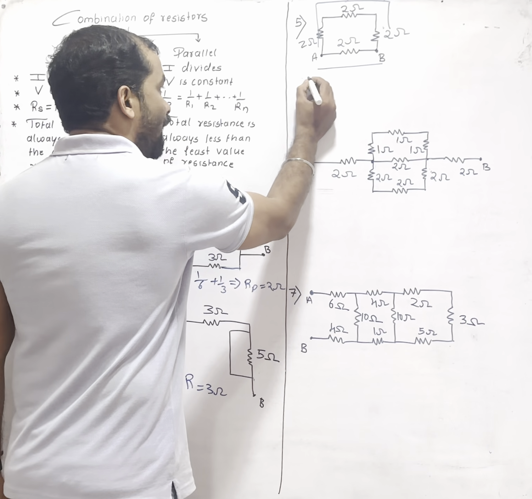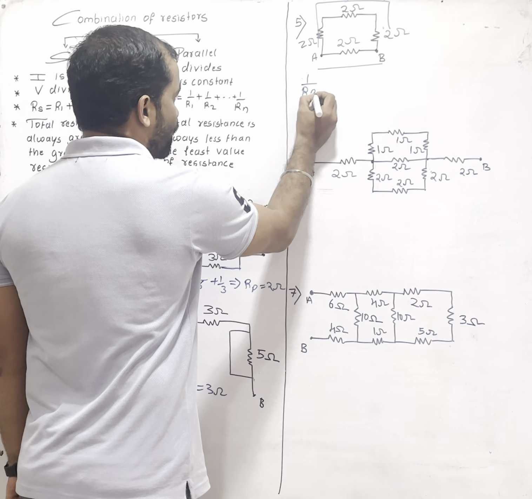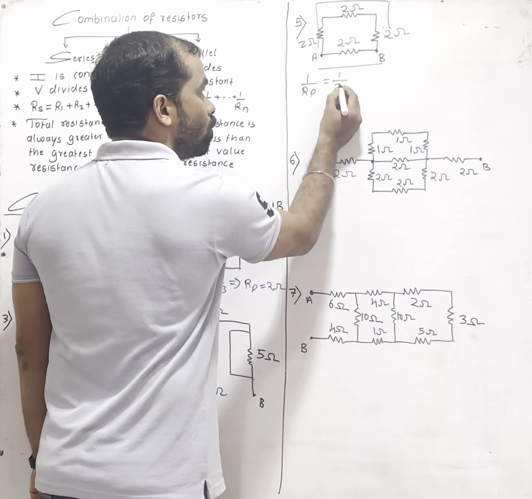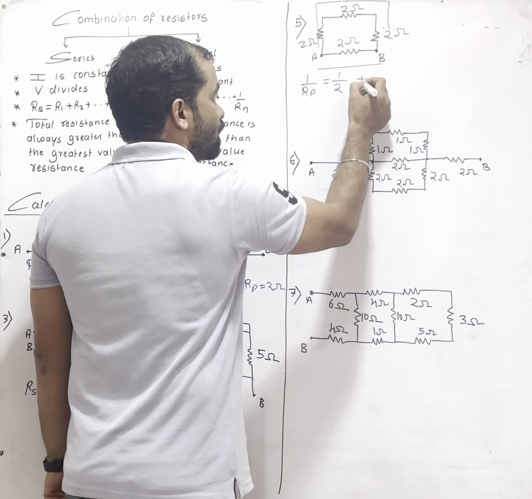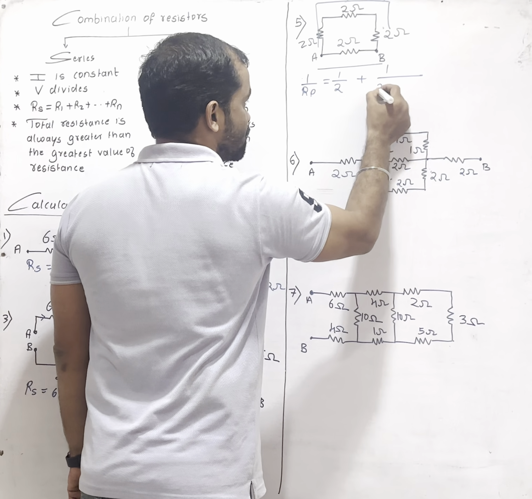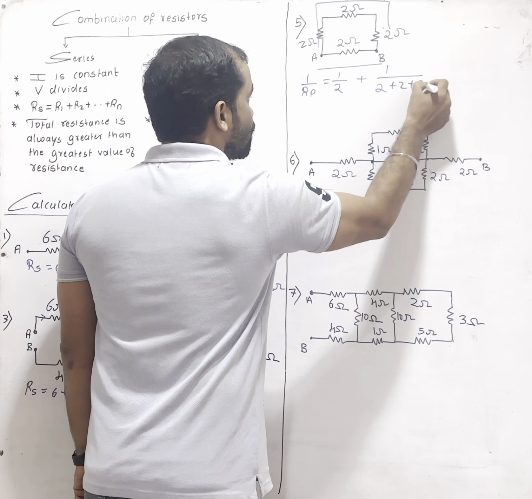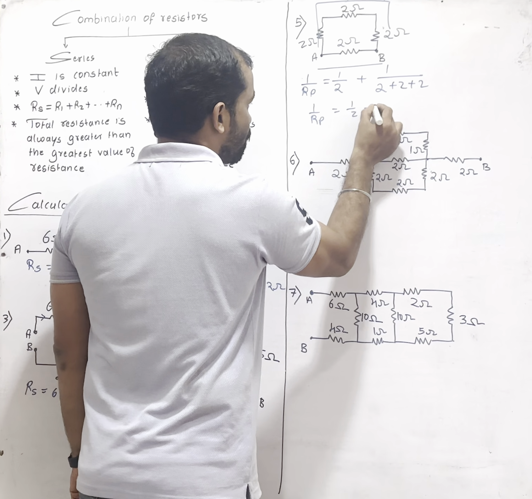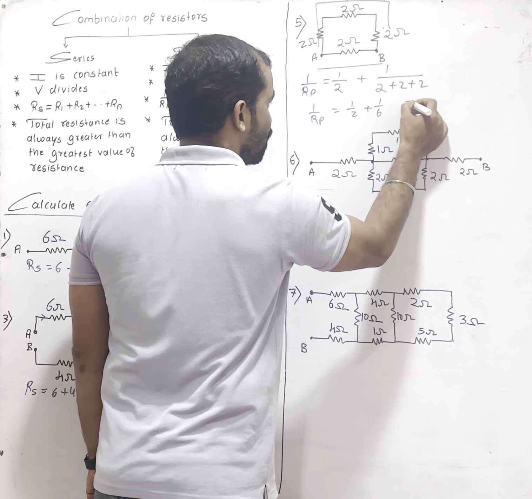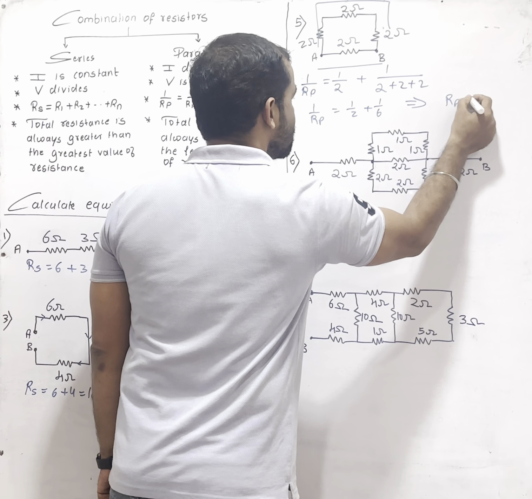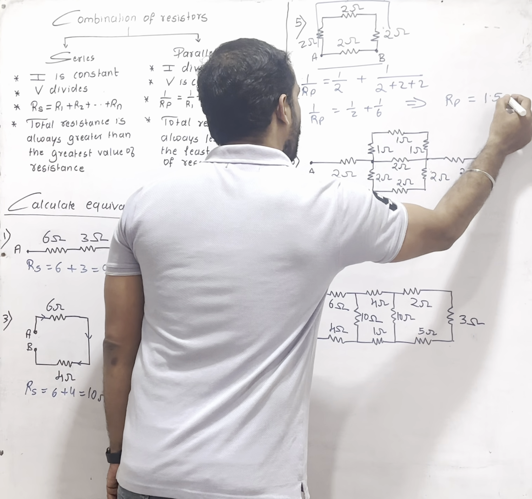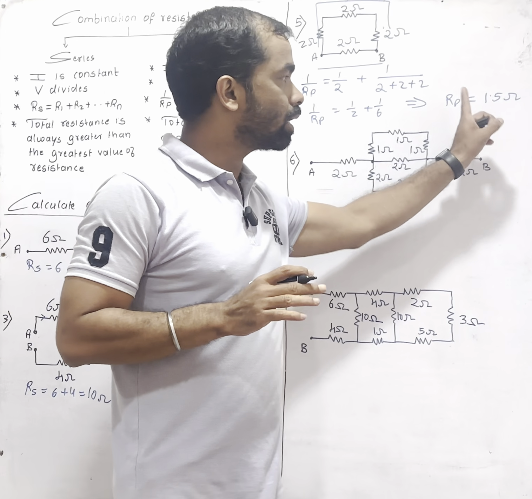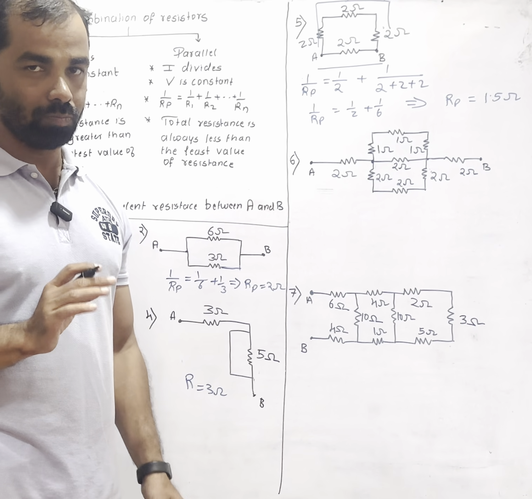Okay, so here I will use the formula of parallel. 1 upon Rp is equal to, in the shortcut I have only one resistance, and in the long cut I will encounter three resistances. So that is 1 upon Rp is equal to 1 upon 2 plus 1 upon 6. On solving this, you will get Rp is equal to 1.5 ohm. By very simple maths, when you solve this, the answer will come 1.5 ohm.